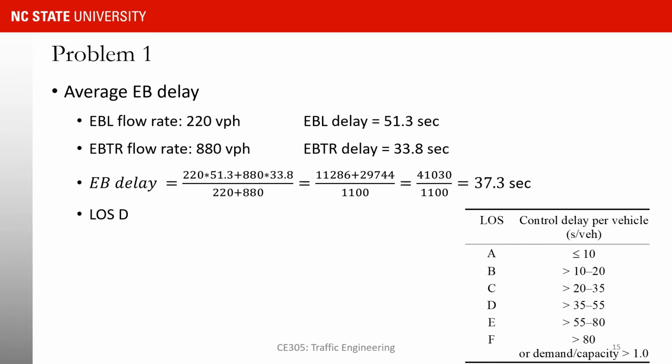Average eastbound delay is going to be the weighted average of those delays based on the volume. So it's 220 into 51.3 plus 880 into 33.8, divided by 220 plus 880. That's going to give us an average delay of 37.3 seconds. And if you look at the table, we are going to be in this range, and the level of service is going to be D. Okay, let's move on to the next example.